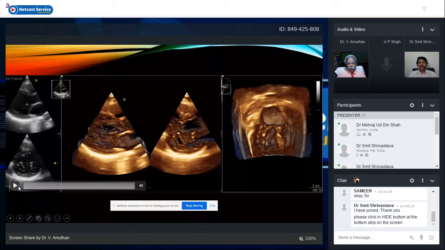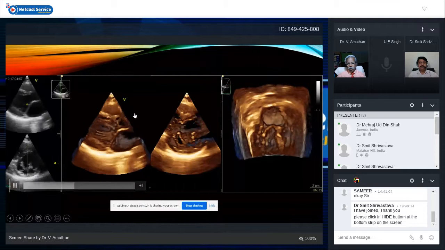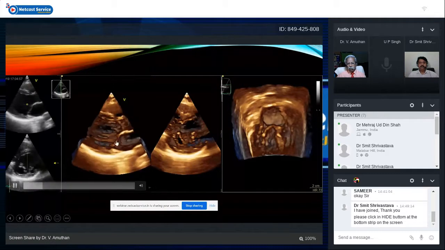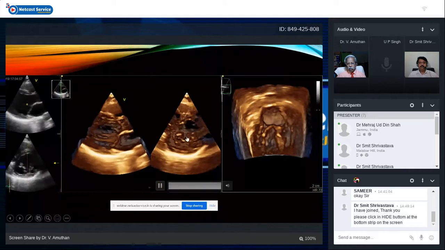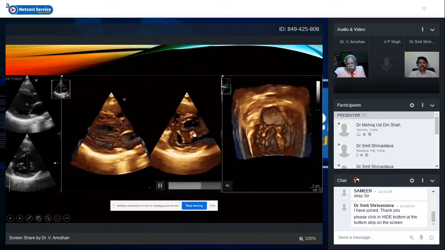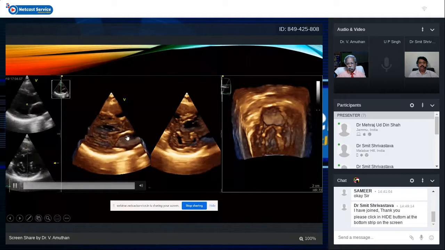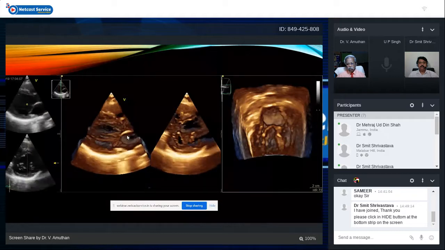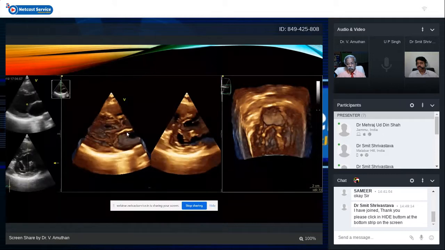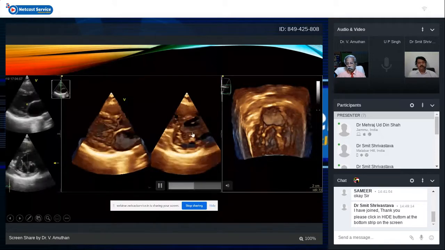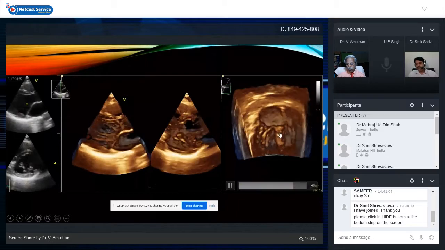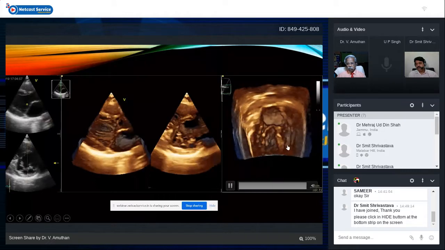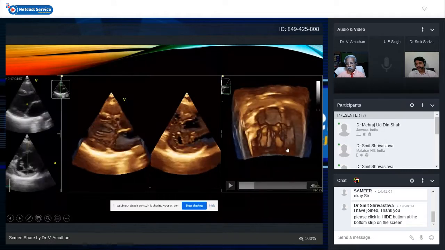And here you see the long axis view. And only in this you can see the surgeon's view from the transthoracic. Otherwise, you will have to do the transesophageal echocardiography to get this surgeon's view, because you cannot view from the LA side. Always you see from the LV side. And this is a coronal plane cut, where you can examine the subvalvular apparatus of the mitral valve.